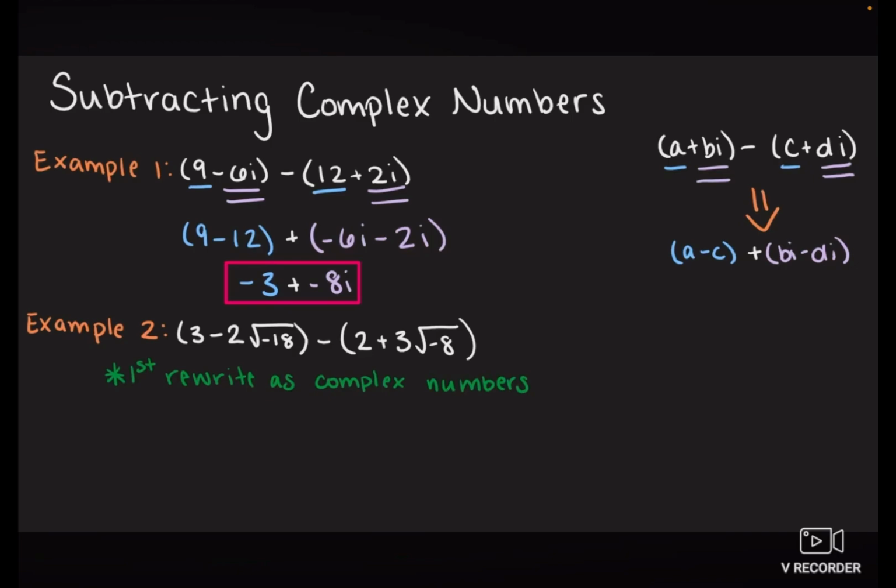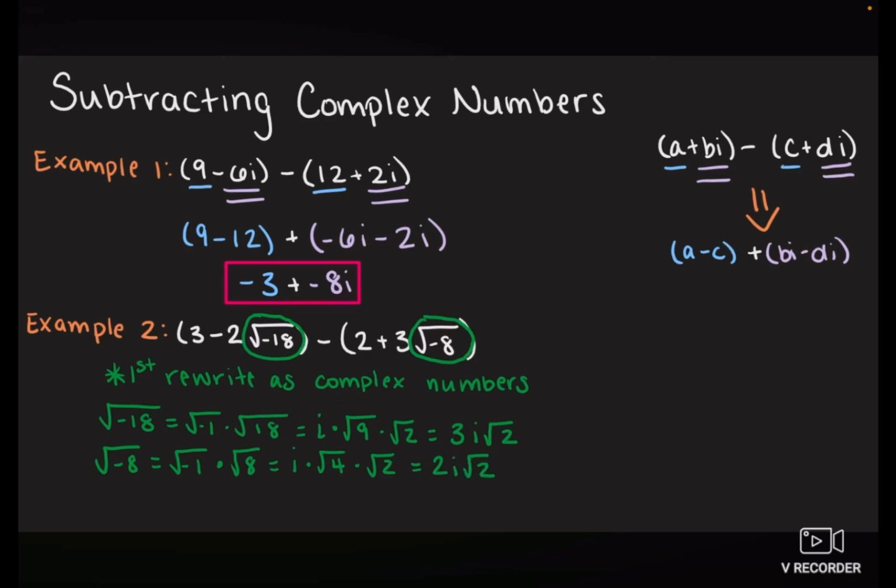Let's see another question. (3 minus 2 root minus 18) minus (2 plus 3 root minus 8). So the first thing we have to do is rewrite the question in the form of complex numbers. Root minus 18 is equal to the square root of minus 1 times the square root of 18. The square root of minus 1 is i and the square root of 18 is the square root of 9 times the square root of 2. The square root of 9 is again 3. So the answer is 3i square root 2.